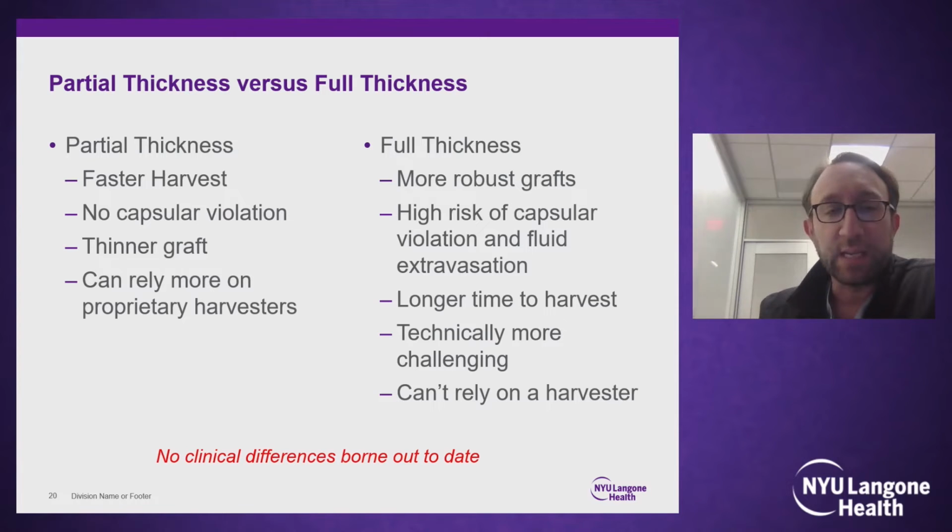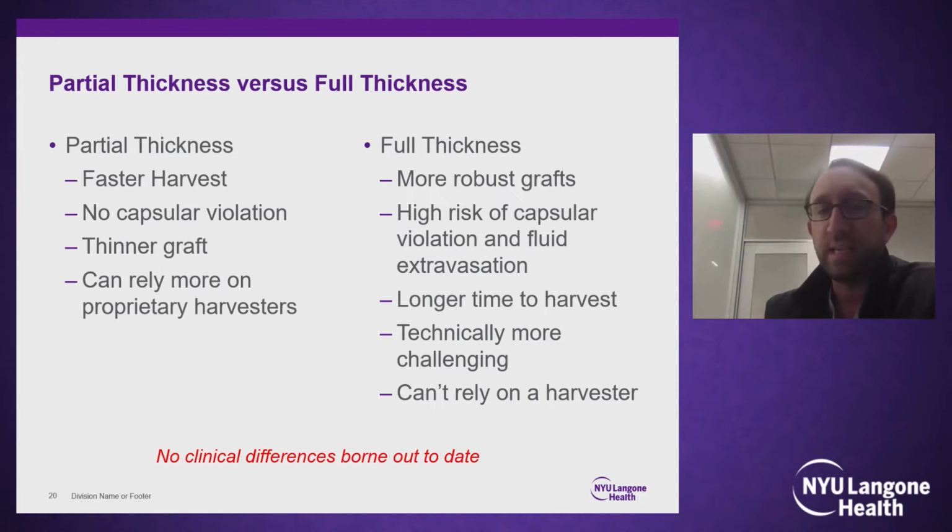There have really not been any clinical differences borne out to date in large meta-analyses done out of Pittsburgh. However, again, for the partial thickness grafts, there might be a faster harvest. There's no violation of the capsule, and you certainly can rely more on proprietary harvesters as opposed to the full thickness grafts, which have a little bit of a higher risk of capsular violation and fluid extravasation.